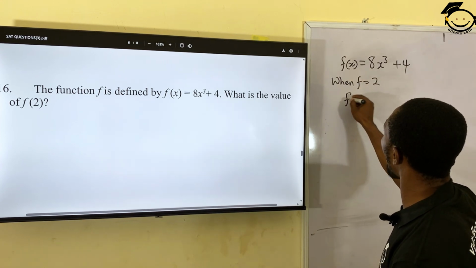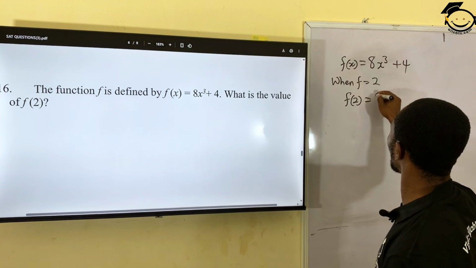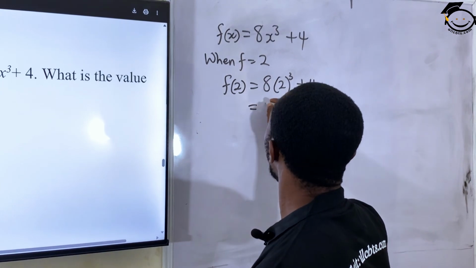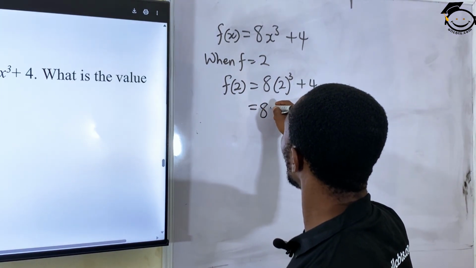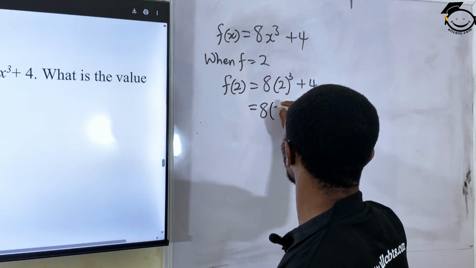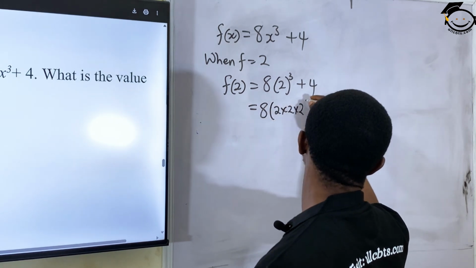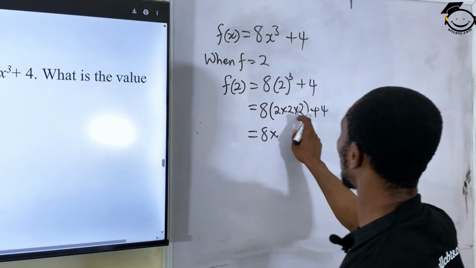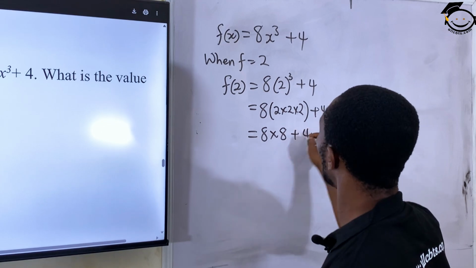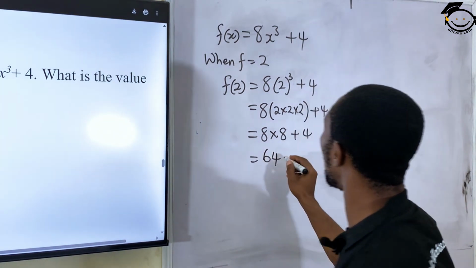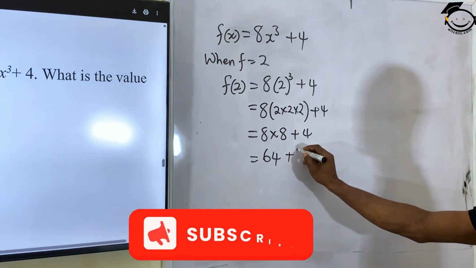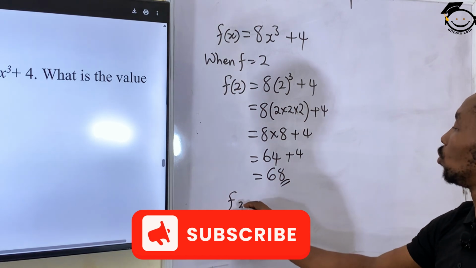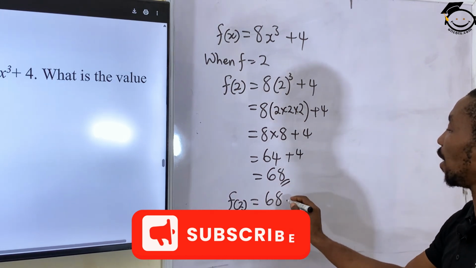this becomes f(2) equals 8 times (2 cubed) plus 4. 8 times 2 times 2 times 2 plus 4. Now this will become 8 times 2 times 2, 4. 4 times 2, 8, plus 4. 8 times 8 will give us 64. 64 plus 4 would give us 68. So the value of f(2) equals 68.